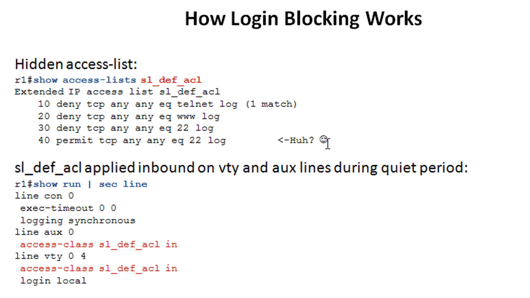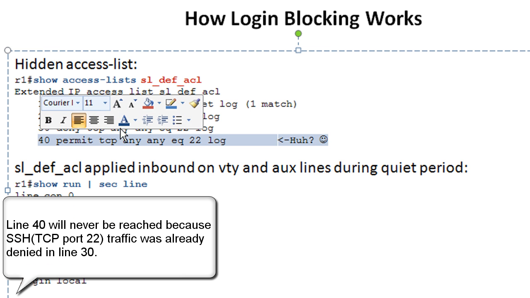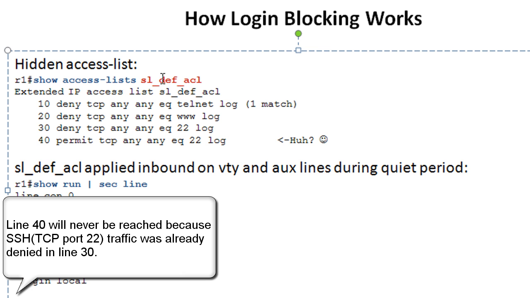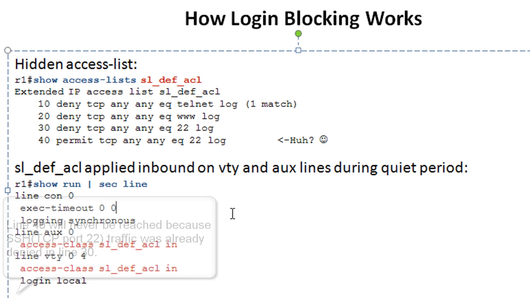Why this exists? No clue. I don't understand that, unless Cisco just didn't want to have an access list that was completely made up of deny statements. No clue. Poor ACL writing, I guess.